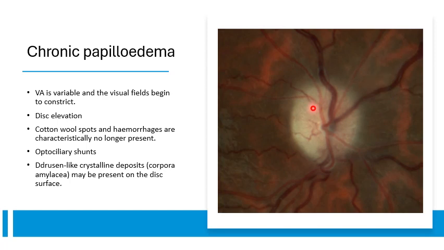There is still disc elevation, however, it's not very hyperemic, it becomes pale, and the cotton wool spots and hemorrhages are no longer present, they will disappear over time. We can find some opticociliary shunts, so abnormal vessels connecting between the ciliary blood vessels and the peripapillary blood vessels, and there are some drusen-like crystalline deposits called corpora amylaceae that can be present on a disc surface. So you may find refractile crystalline deposits on the surface, which are called the corpora amylaceae.